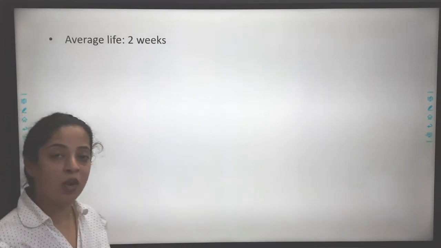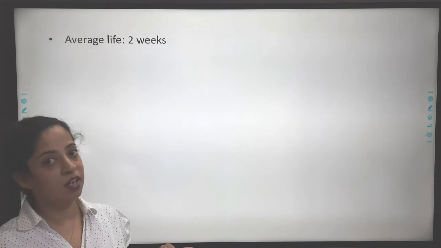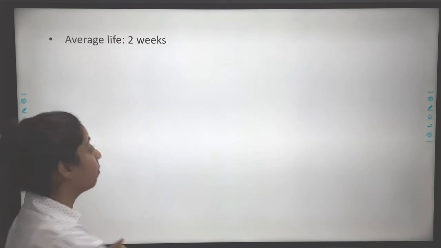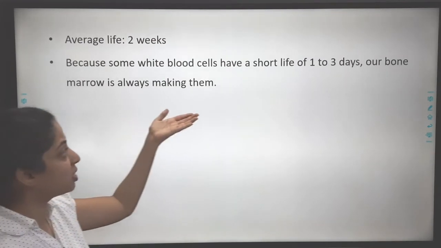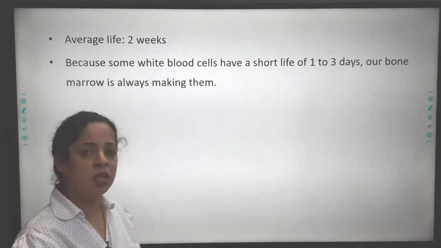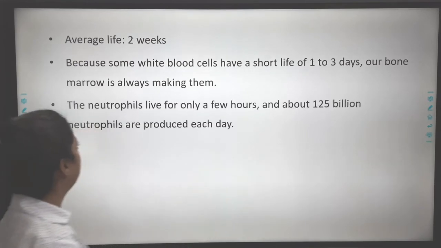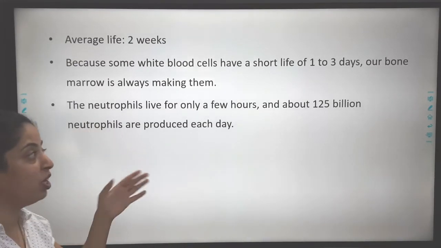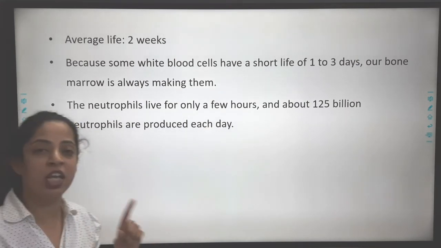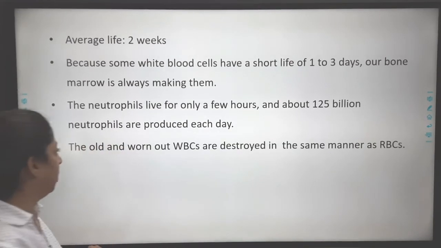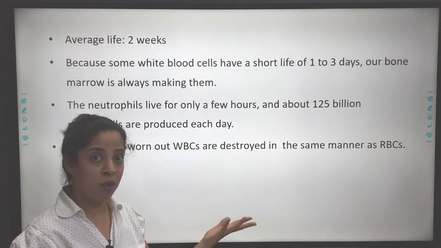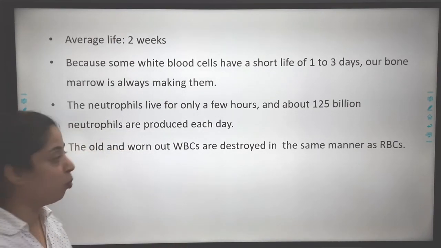The average lifespan of a WBC is 2 weeks. We studied in RBC that their average life was 120 days, but here the average life is 2 weeks. Also, because some white blood cells have a very short life of around 1 to 3 days only, our bone marrow is always in a process of making WBC. The neutrophils live for only a few hours, okay? And about 125 billion neutrophils are produced each single day. The old and worn out WBCs are destroyed in the same manner as RBC. Do you remember in RBC they were destroyed in liver, spleen and bone marrow.